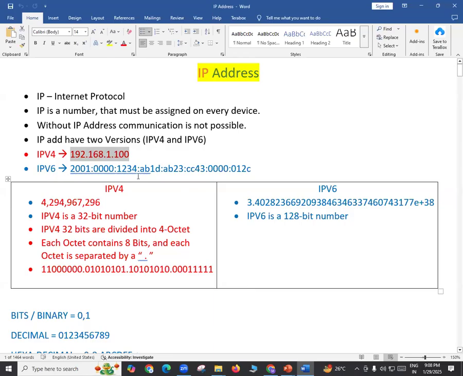Coming to IP version 6, it is a pretty big number compared to IP version 4. But both the numbers are used for communication. Within our network, the local area network, or over the internet, the wide area network, companies can go with IP version 4 as well as IP version 6. So companies will use both the numbers.